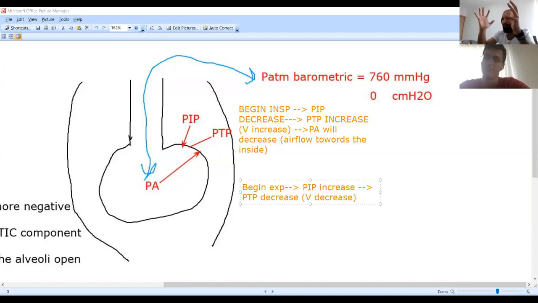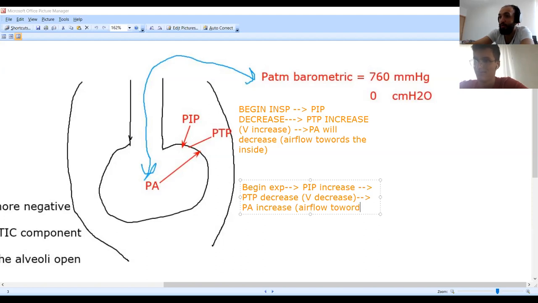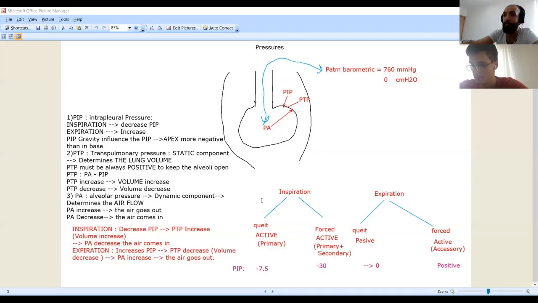So it will compress the alveoli. What would happen to the pressure inside? It will increase. So we will have airflow towards what? Outside. Is it clear? Okay. And here you have everything written, I think.